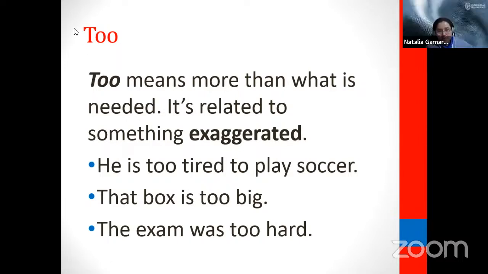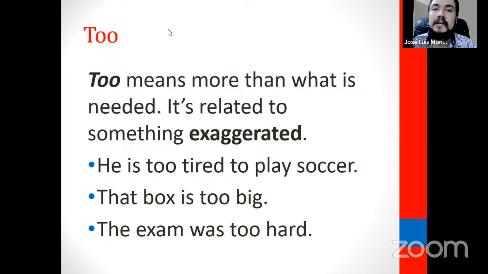Too means more than what is needed. It's related to something exaggerated. He's too tired to play soccer. That box is too big. The exam was too hard.